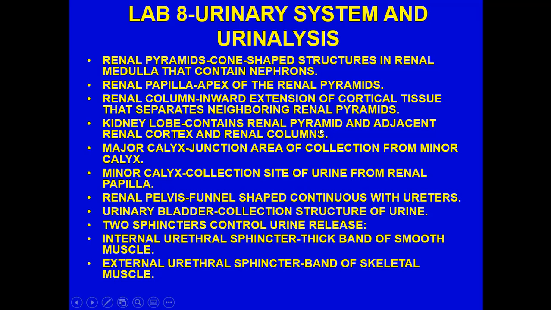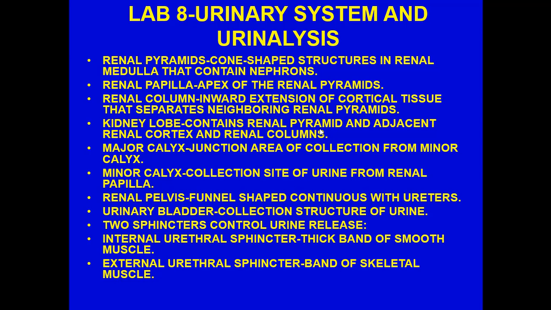In the structure within the kidney, you have the renal pyramids. These are cone-shaped structures of renal medulla that contain nephrons. The renal papillae is the apex of the renal pyramids. The renal column is an inward extension of the cortical tissue that separates neighboring renal pyramids. The kidney lobe contains various renal pyramids and adjacent renal cortex and renal columns.